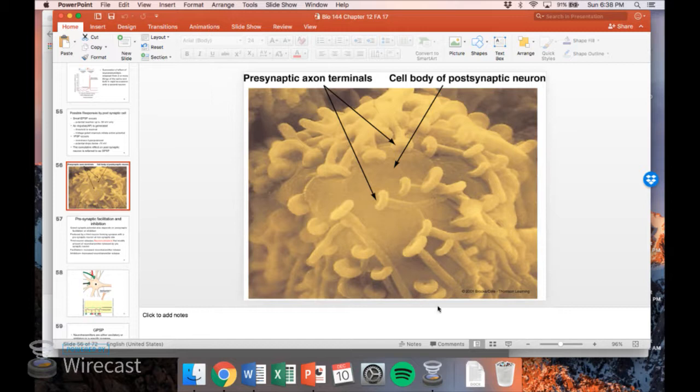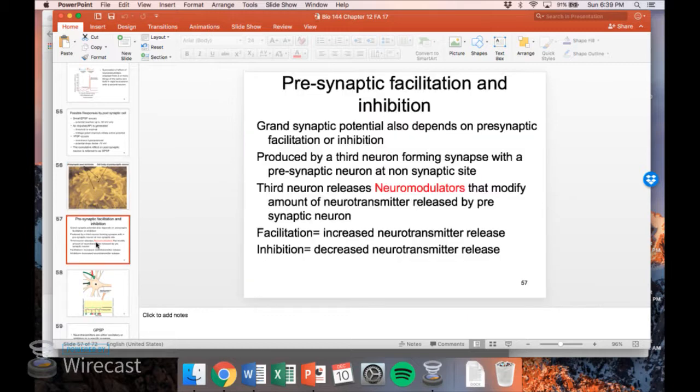So maybe you're getting 12 different inhibitory postsynaptic potentials and 13 different excitatory postsynaptic potentials, and maybe that causes your overall millivoltage to go up from negative 70 to negative 60. That increase is going to be your grand postsynaptic potential. But there were a lot of things contributing to that. So what actually determines your grand postsynaptic potential is going to depend on your presynaptic facilitation or inhibition.